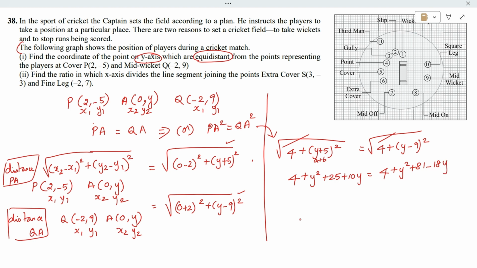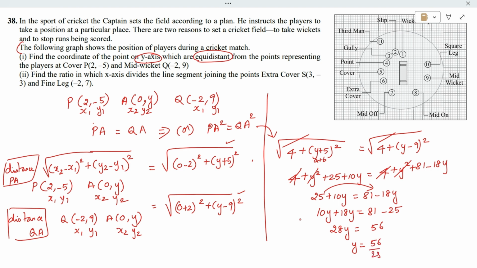So if I transpose y square to this side, it will be negative y square, so the y squares will get cancelled. Similarly, 4, if I transpose here, it's negative 4, so 4 and 4 will get cancelled. So finally, I will get 25 plus 10y is equal to 81 minus 18y. So take 18y to the other side. So 10y plus 18y is equal to 81. Transpose 25 to the other side, it is minus 25. So 28y is equal to 56. So y is equal to 56 divided by 28, which implies y is equal to 2.